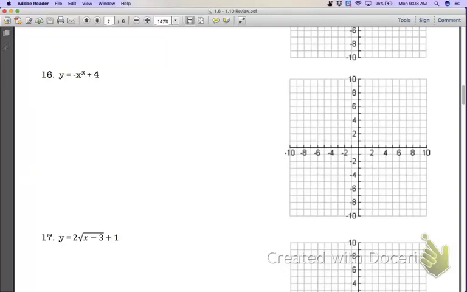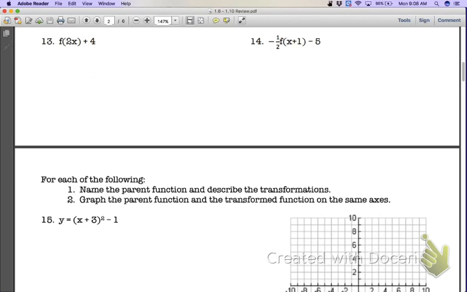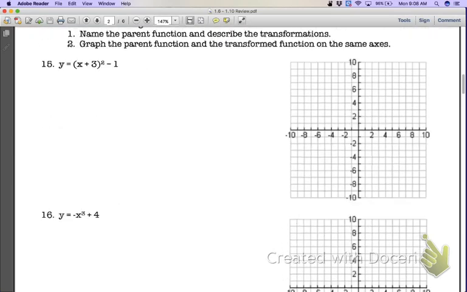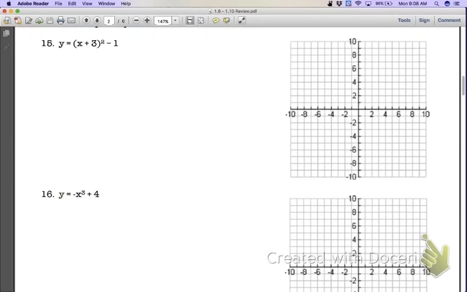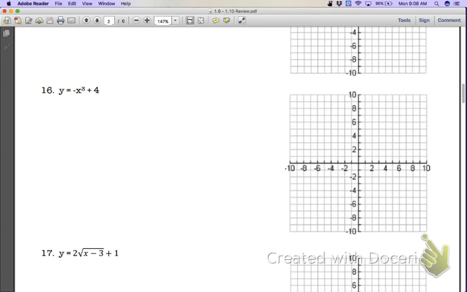With 16, first part, what do we have to do? We have to name the parent function and the graph, and then describe the transformations. So first off, what is the original graph that we're dealing with? What kind is it? Well, what is that one called? Cubic. Okay, so if it would have been like y equals x to the third, that is the parent function.